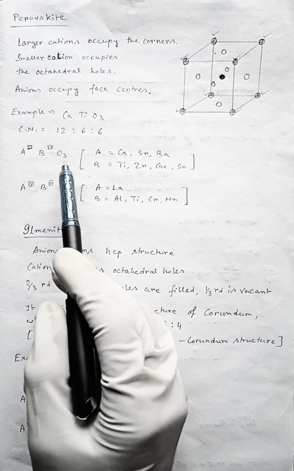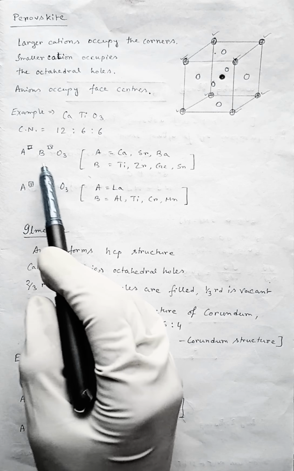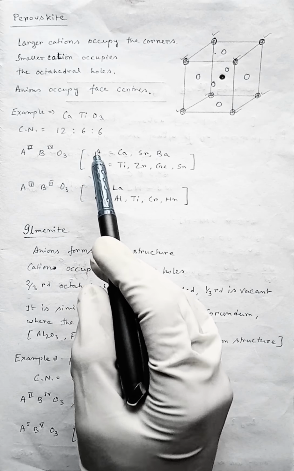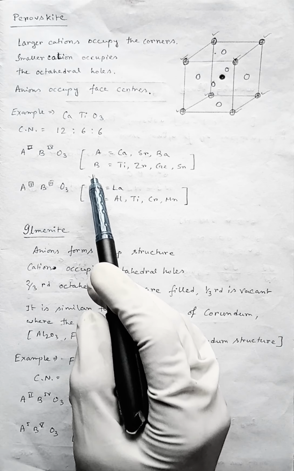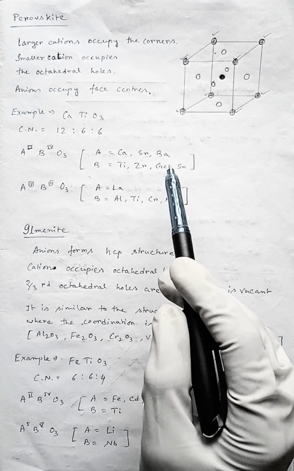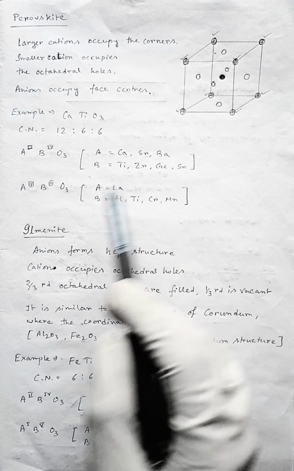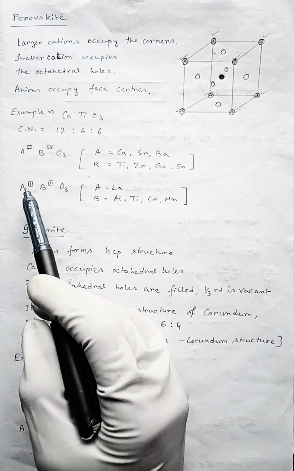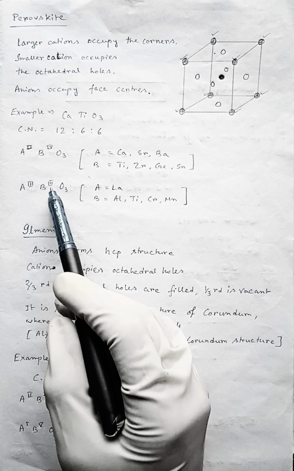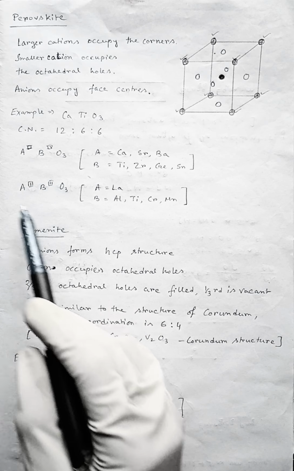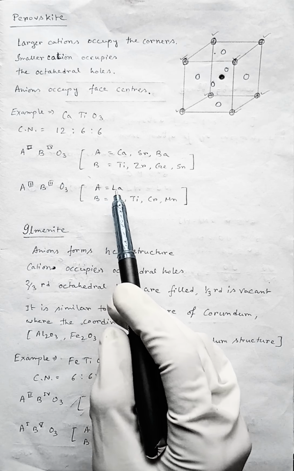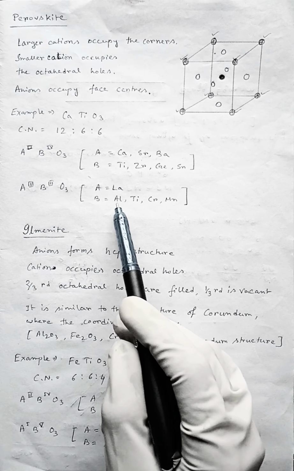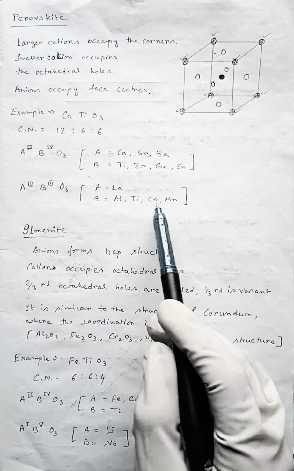So the ABO3 structure, when A has oxidation state 2, B has 4. We can get the structures where A is calcium, strontium, and barium, B is titanium, zirconium, germanium, and tin. Again, ABO3 structure can be formed where the oxidation state of A is 3 and the oxidation state of B is also 3. In this type of compound, A is generally lanthanum and B can be any one of these: aluminium, titanium, chromium, or manganese.